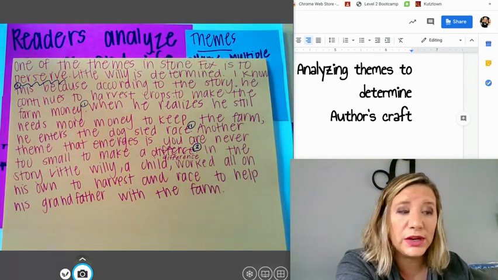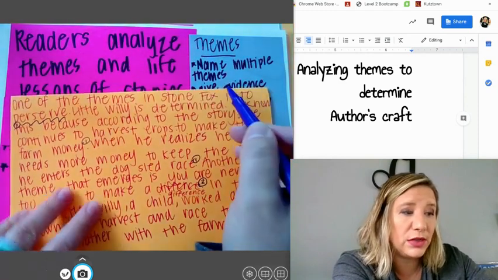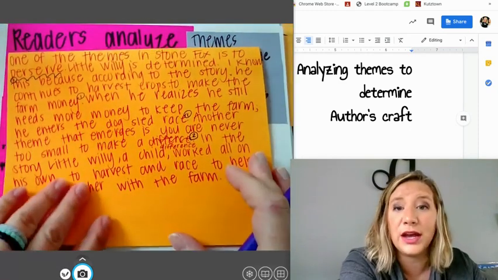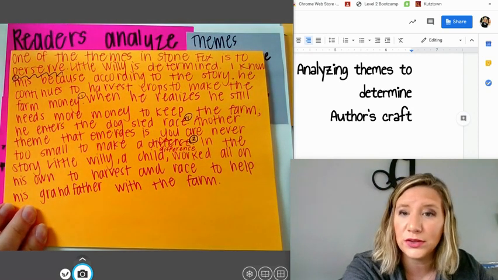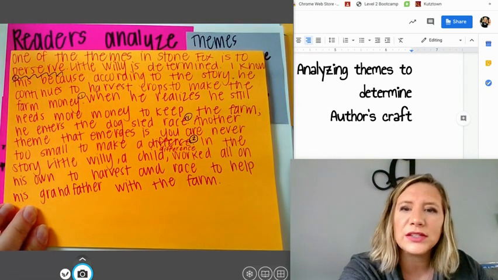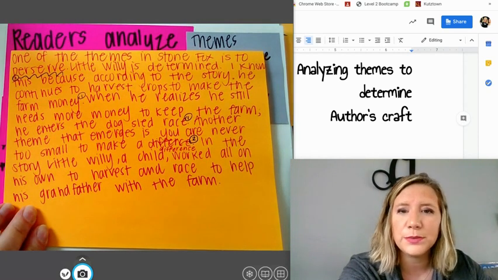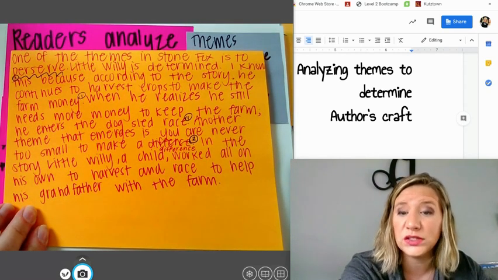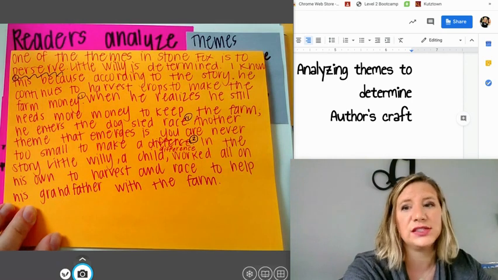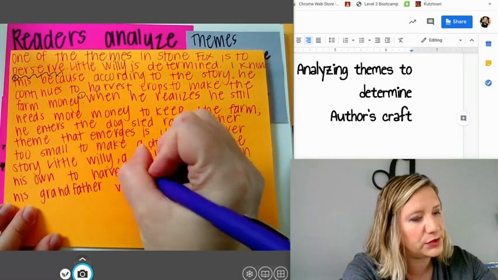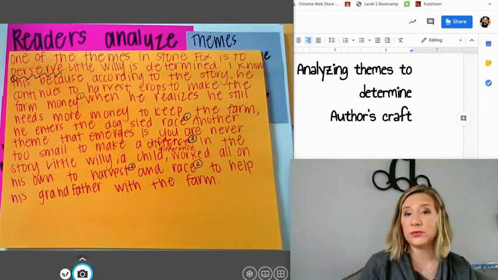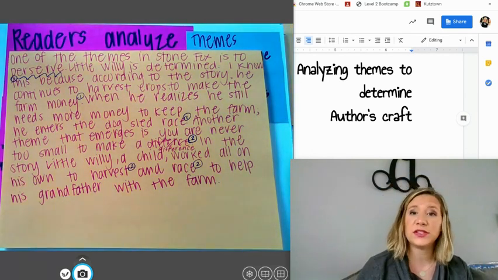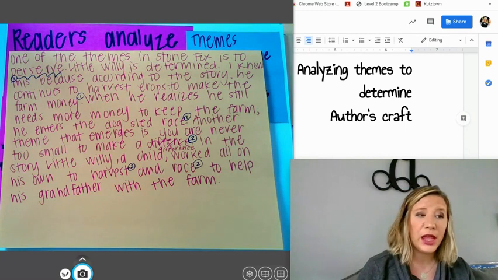So as I continue to read to do this next piece here, the giving evidence, then I can now mark what the number 2 of my evidence is. So in the story, Little Willie, a child, and I put a child in there because I want you to know how small he is, worked on his own to harvest and to race to help his grandfather win the farm. So not only does he harvest, he also does that race all on his own to help his grandfather. So he's never too small to make that difference.